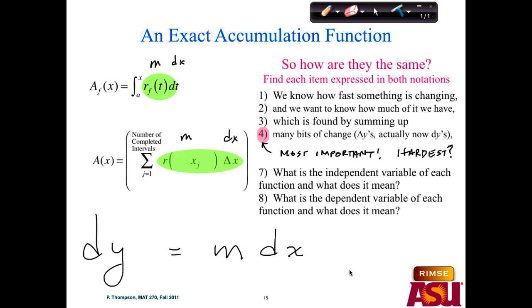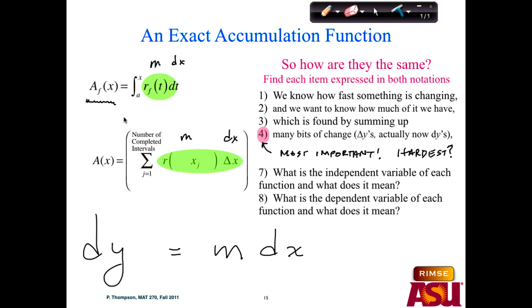So what I've highlighted in green gives a little bit of change. And then we're accumulating those, doing the running total to get how much net variation up until x. We add up all the little bits of change.